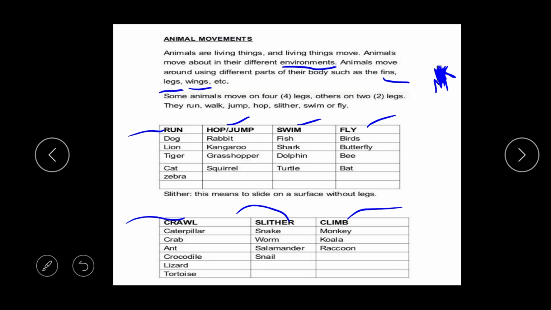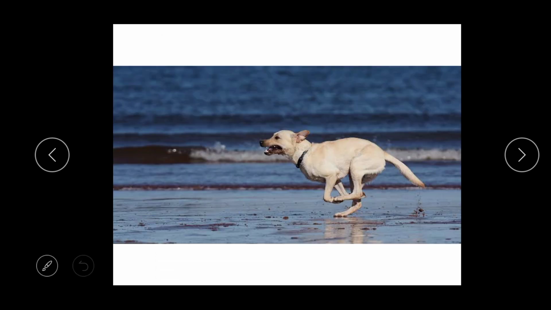We have different kinds of animals that can run. As you can see here, we have dogs, lion, tiger, cat, zebra. Now, run. When you run on four legs, look at this dog running on its four legs. One, two, three, four.